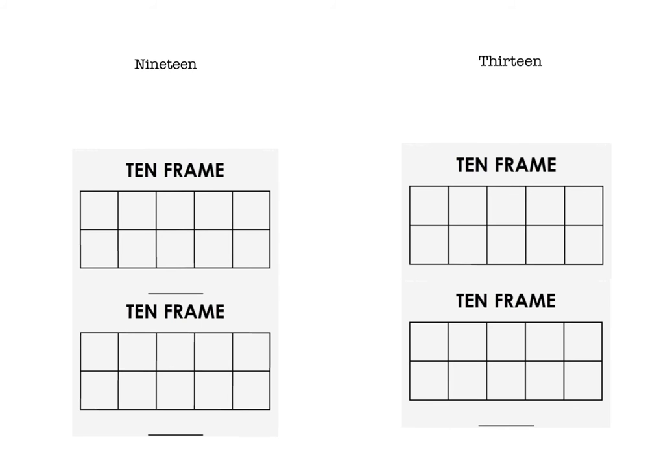In our next activity, we're going to be using a tens frame. In the number 19, there is 1 10 and 9 ones. So to fill up my 10 frame with 19, I know I'm going to have 1 full 10 frame because there's 1 10, and then I'm going to have 9 ones.